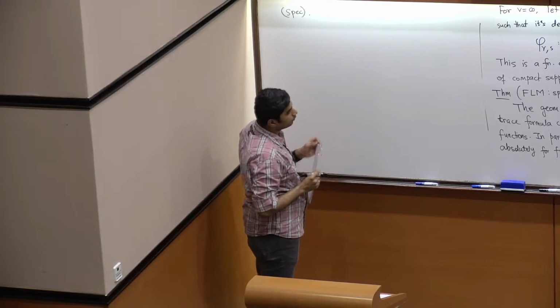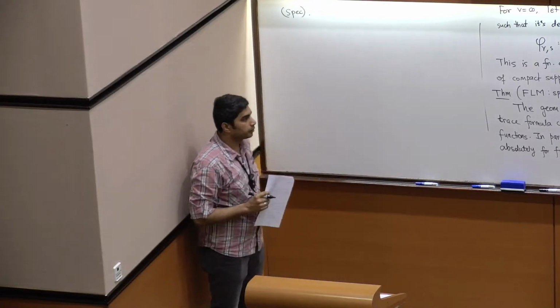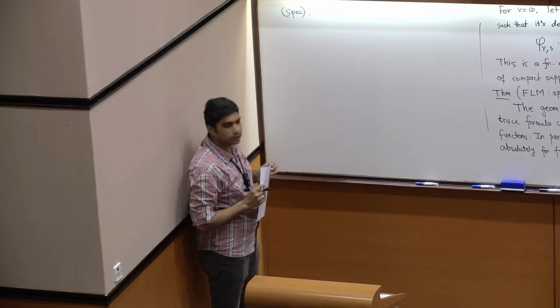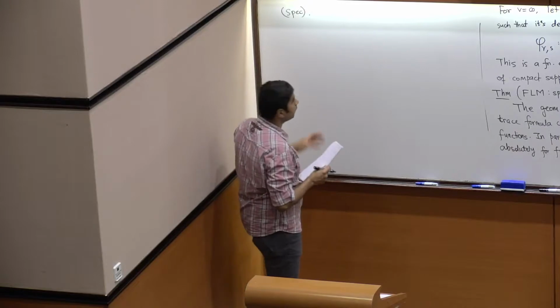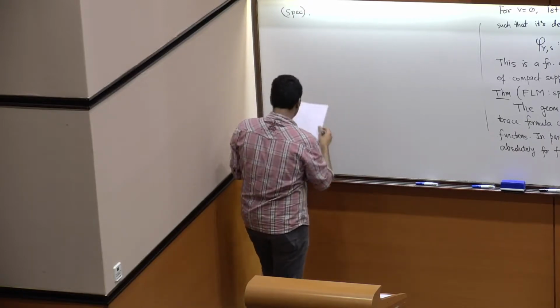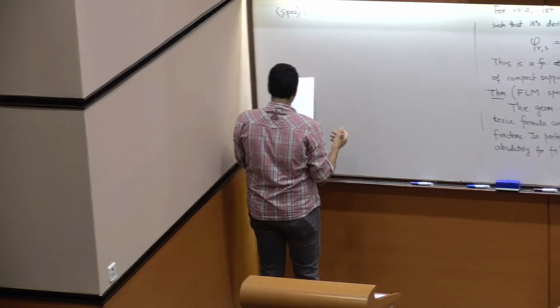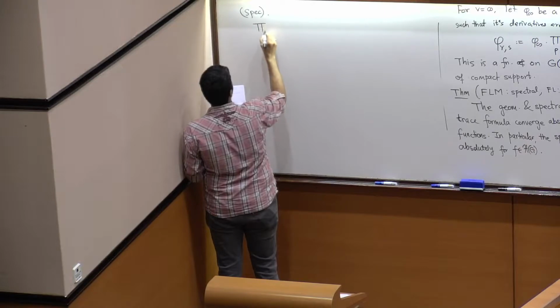So when Arthur wrote this invariant trace formula paper, he did not know that the spectral side converges. So he had to do some modifications. And I will just stick with those modifications, but we don't have to do that now because we know that the spectral side converges absolutely. So he defines certain objects.